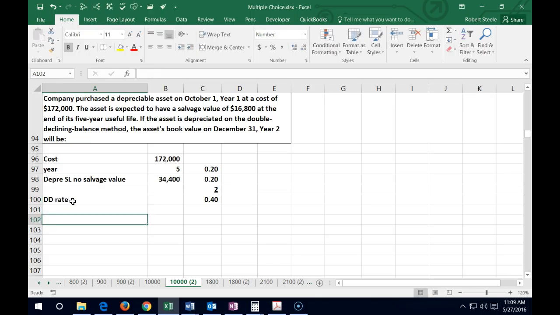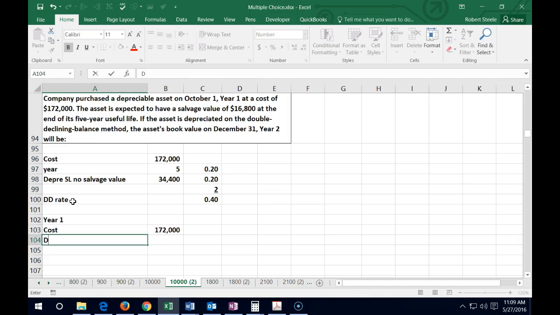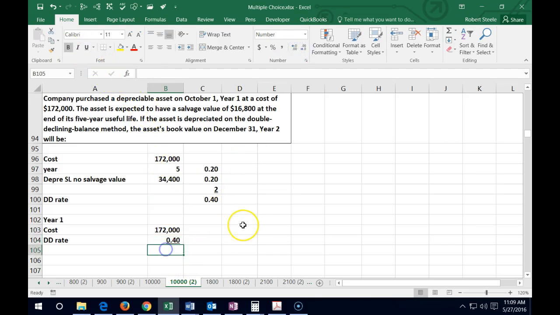So then when we start the calculation, we're going to say year 1. Year 1, we have the cost, let's say cost down here, 172,000, and we're going to use our double declining rate, which is this 0.4, and therefore I'm going to add some decimals, 0.4, underline it, might as well. Therefore, the depreciation for year 1 would be the 172 times 0.4 if it had been for an entire year, but it had not been.